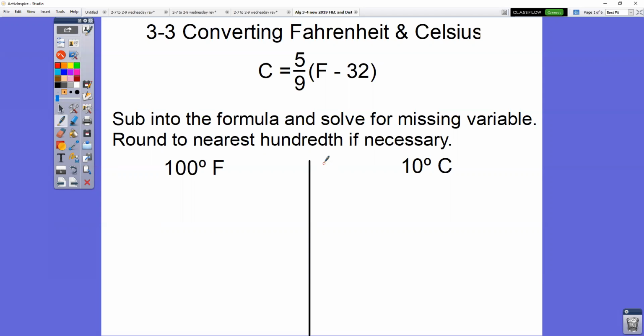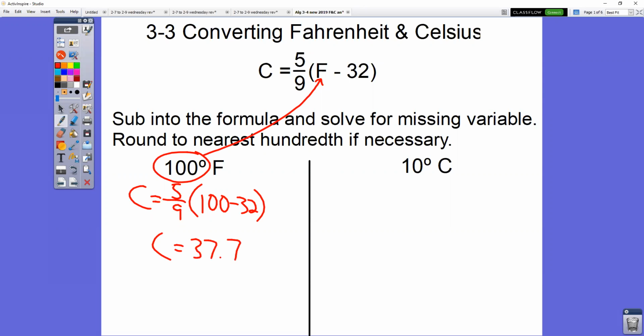So this first one says 100 degrees Fahrenheit. 100 degrees Fahrenheit, that means we're going to stick this 100 into the F in the formula. So I'm going to have C equals 5/9 times (100 minus 32). So when you take a look at that, you could actually type this right into the calculator, 5 divided by 9, and then parentheses 100 minus 32, close your parentheses. You could just type that right into the calculator, and you would really get 37.77777777777, or 7 repeating. We're going to round to the nearest hundredth, so we would actually put 37.78.